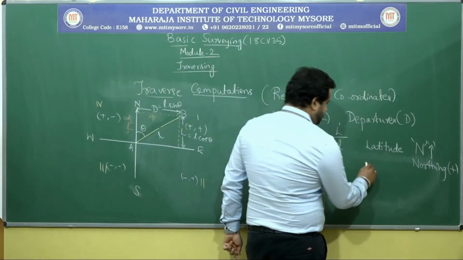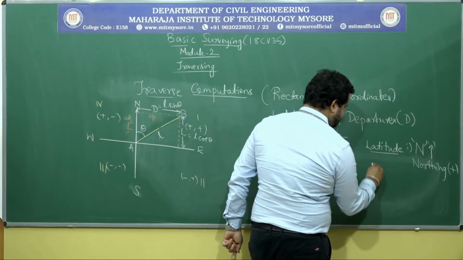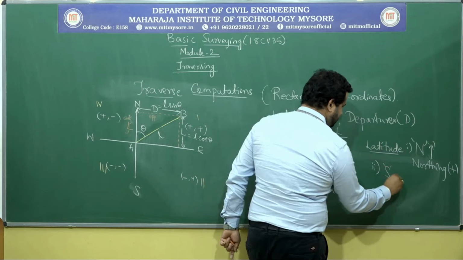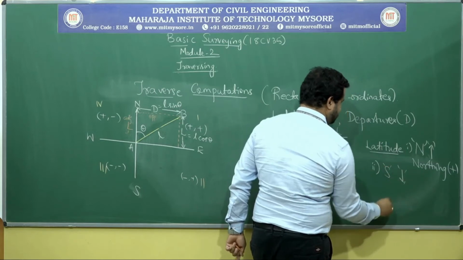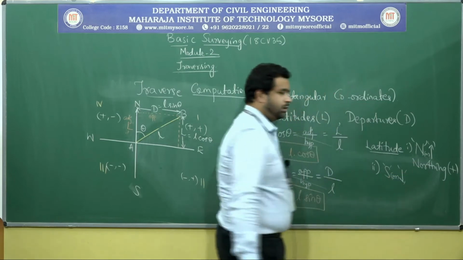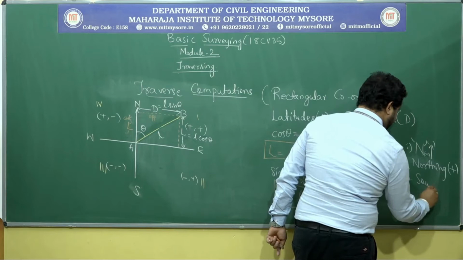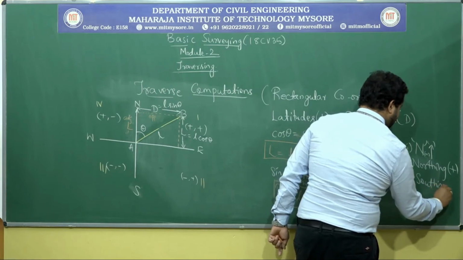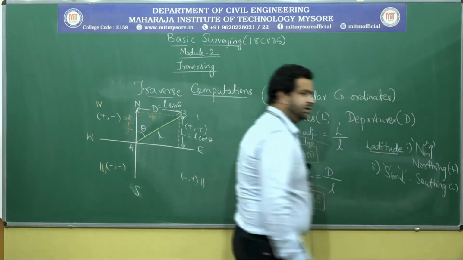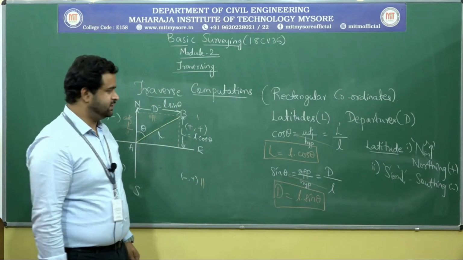If the latitude is towards south or downwards, we can say it as southing, and the sign convention being negative or minus.